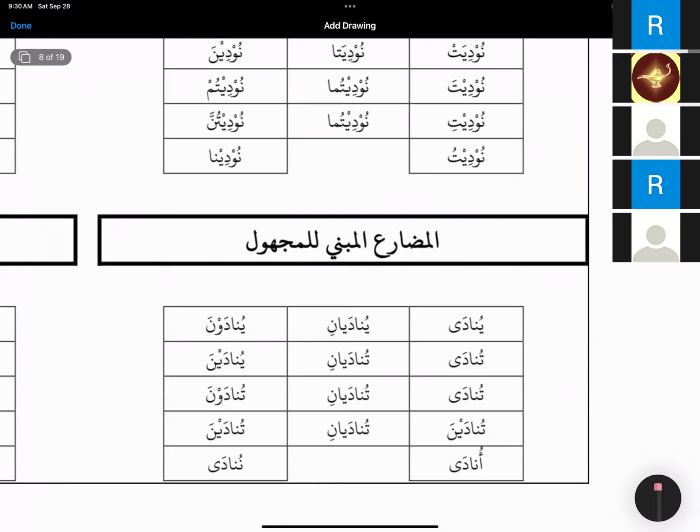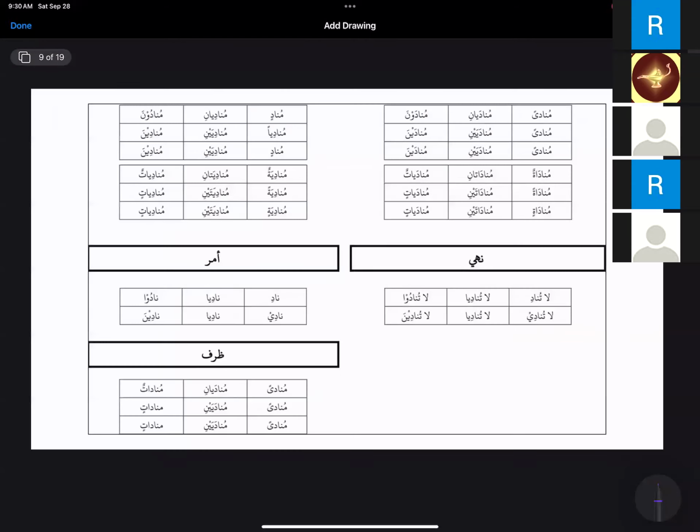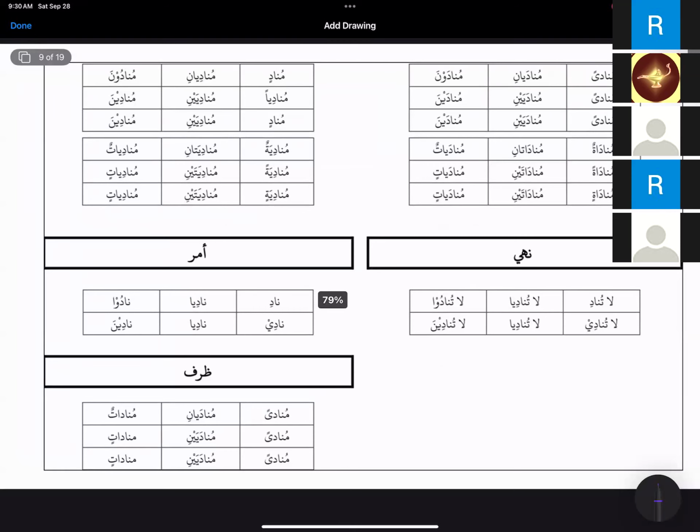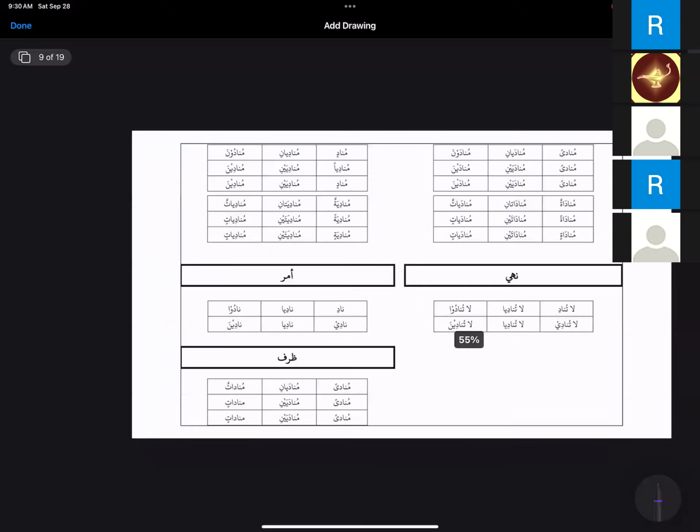Mudariya Majhul, Yunada, Yunadayani, Yunadauna. Now the fatha is there because of the alif maksura. Because in Mudariya Majhul we need to bring the U and A sound. So that's why we have the A sound over here. Okay, then comes again Munadin, ism fa'il, Munadan, ism maf'ul, and Zarf. And then we have Amr Nahi. Nadi, Nadiya, Nadu, right? So same, nothing different.